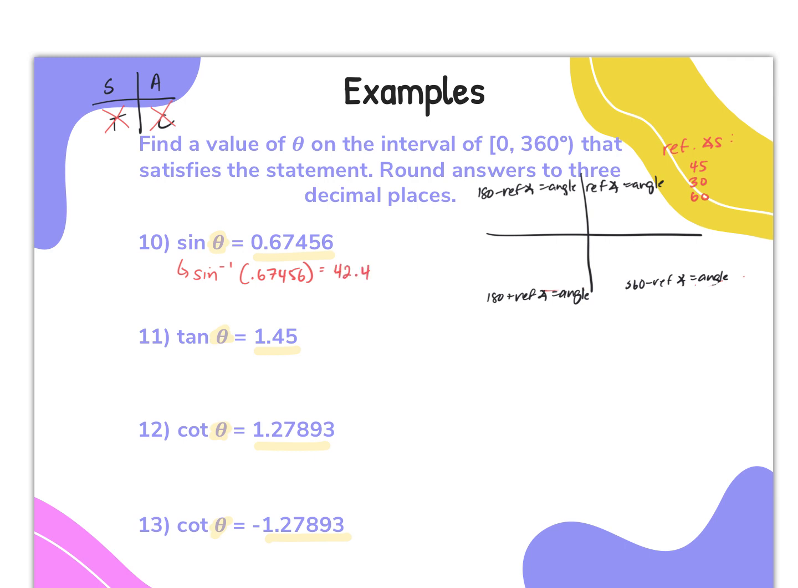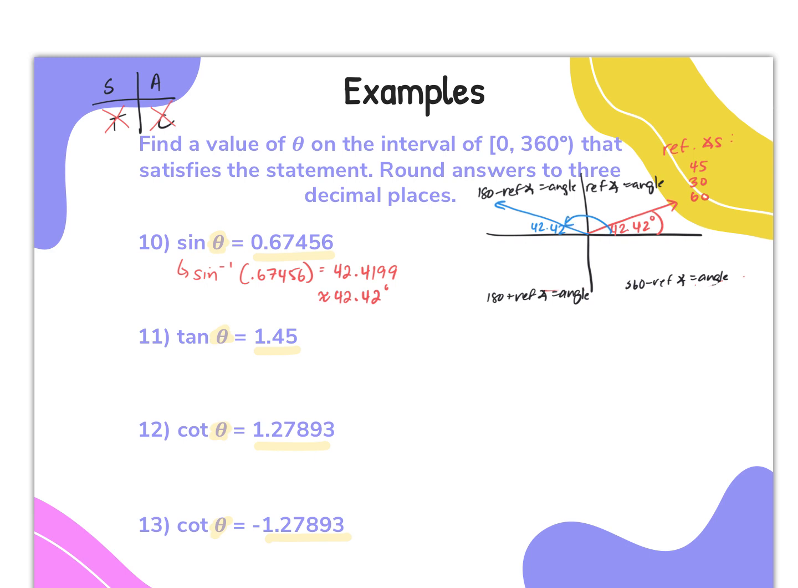42.4 degrees. It wants me to round to 3 decimal places, so 42.4199, which is approximately 42.42 degrees. Okay, so I know that in this quadrant, 42.42 degrees is my angle that's going to have that sine. And I know then that I have to take it to this quadrant as well.